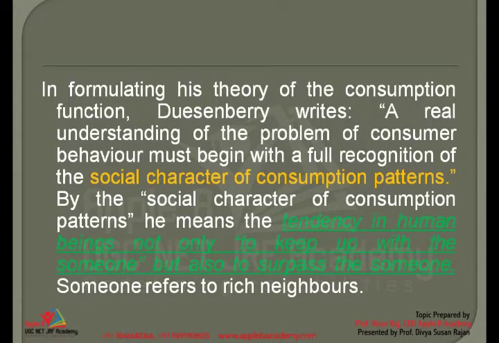Now, by the social character of consumption patterns, he means that the tendency in human beings is not only to keep up with someone, but also to surpass someone. Now, this someone often refers to rich neighbors. So that is one of the reasons why the majority of the consumption trends that we make as individuals are based on the consumption trends that exist in the society in general. We make sure that whatever we have is in trend or on par with whatever our neighbors have.